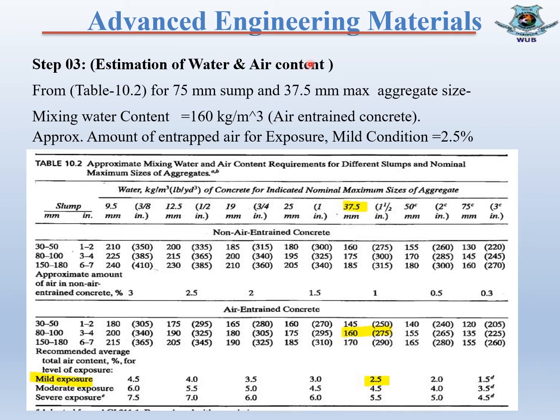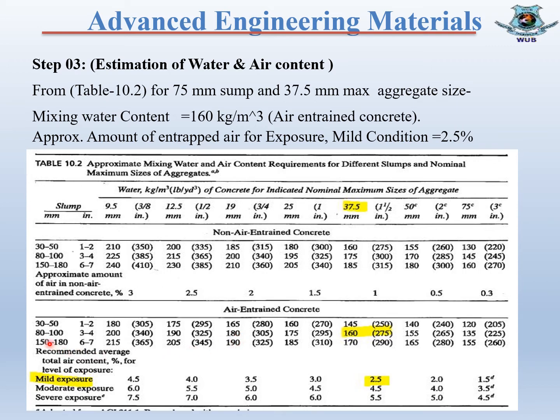Estimation of water and air content. As step 2, we have to calculate water and air content from table 10.2, and table 10.2 belongs to approximate mixing water and air content requirements for different slumps and nominal maximum sizes of aggregate. Here, these are the slump values and these are the nominal aggregate sizes, that means maximum aggregate size. This table is also divided into two parts. The first one is for non-air entrained concrete and the second one is for air entrained concrete. And in the question it has stated that our concrete is air entrained concrete, so we will use this part.